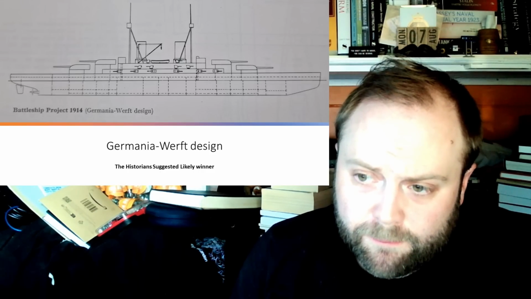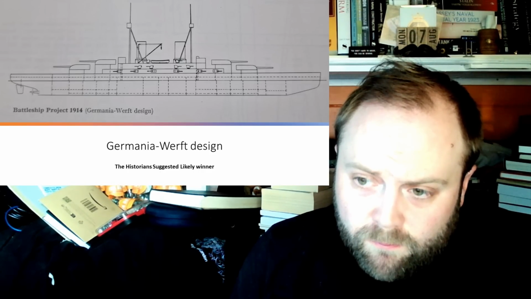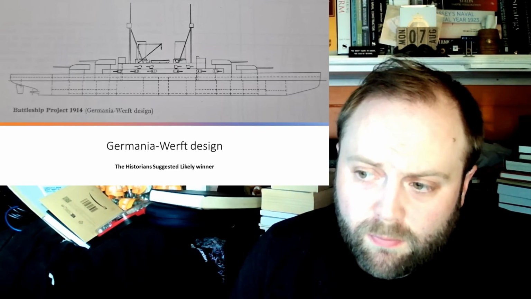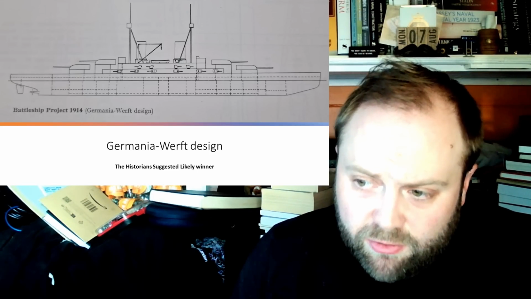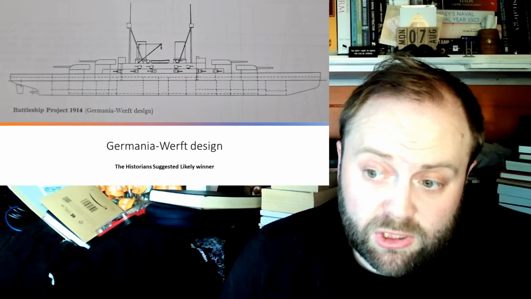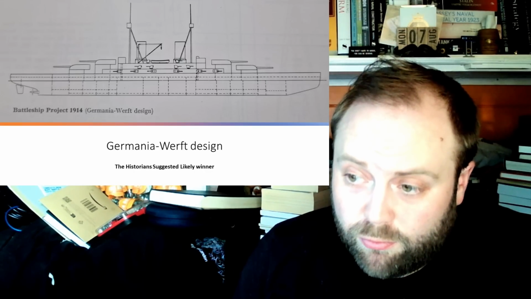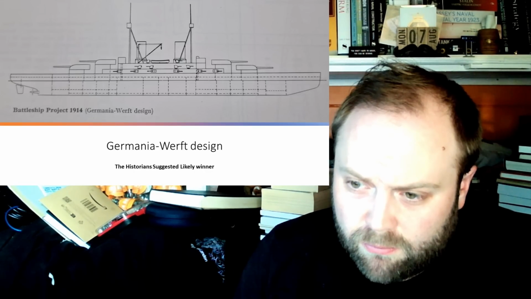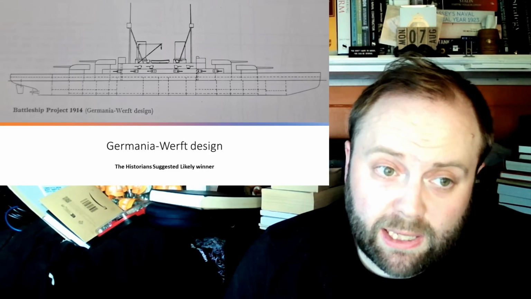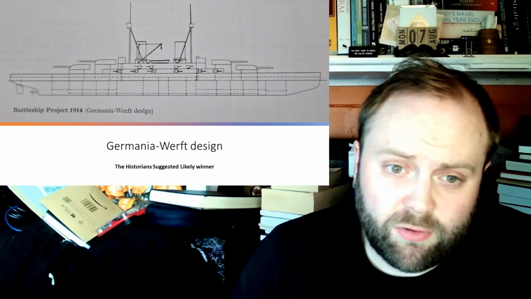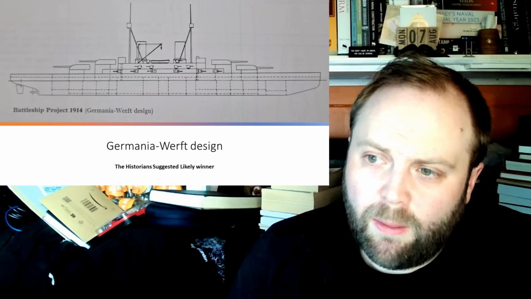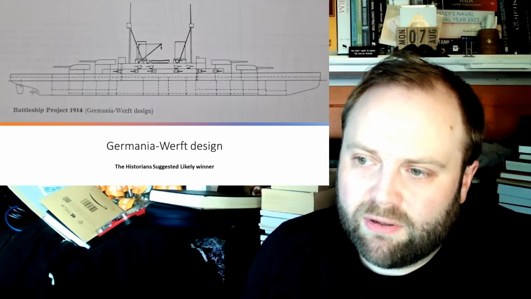But as similar as they were to the Kaiser class, as similar as they were to some of the German battlecruisers, and by the way, they did have the whole debate about wing turrets versus superfiring turrets, and thankfully they went for superfiring turrets. There is another factor.